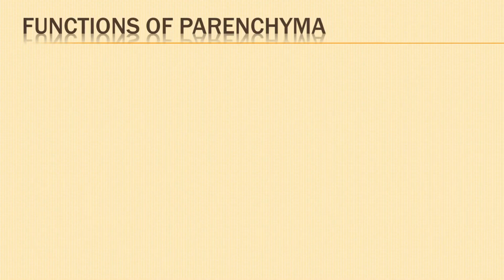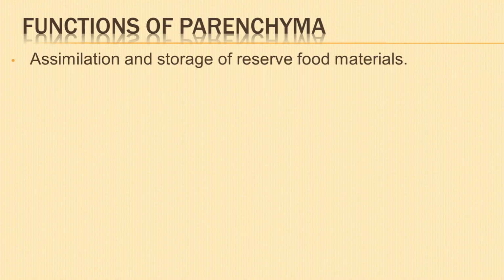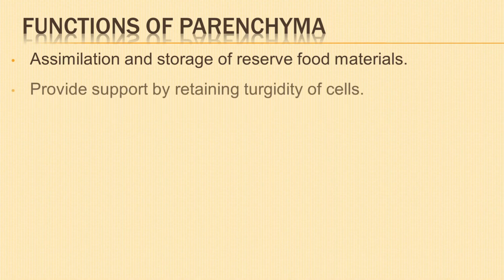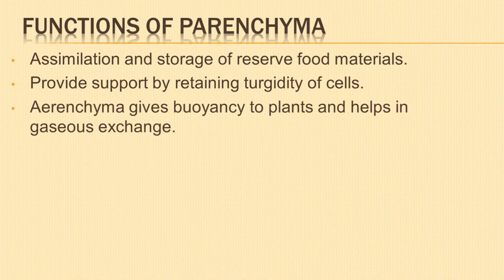Next, let us study the functions of parenchyma. The main function of parenchymatous tissue is assimilation and storage of reserve food materials. They provide temporary support by retaining the turgid condition of cells. In aquatic plants, aerenchyma gives buoyancy and also helps in gaseous exchange.